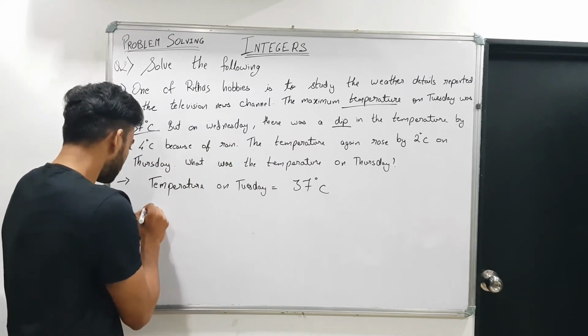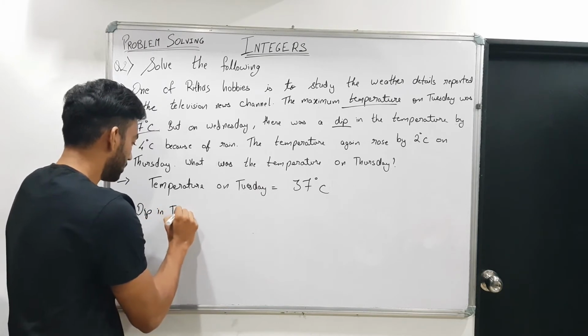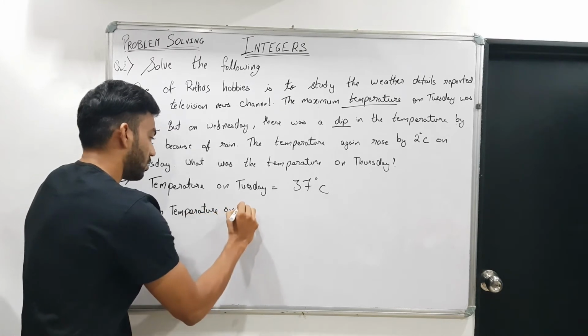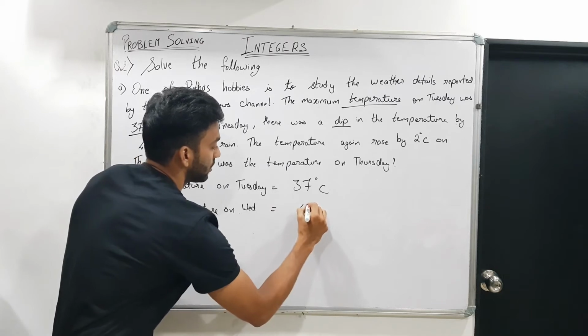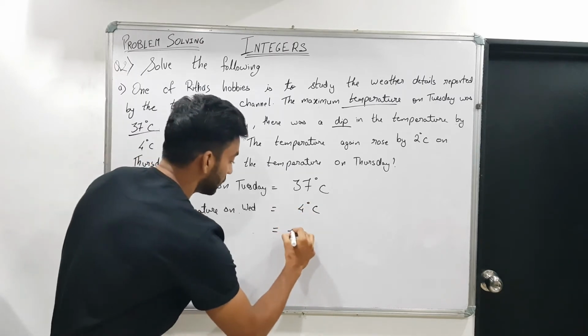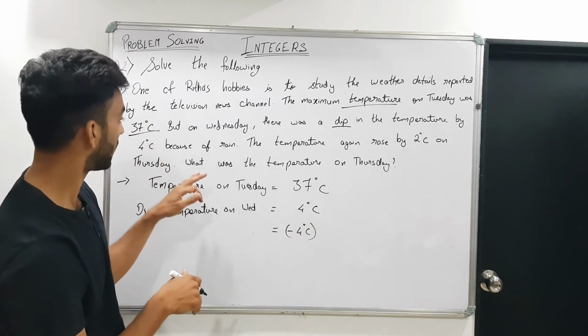So dip in the temperature on Wednesday is 4 degrees Celsius. There is a dip means its effect is negative. So minus 4 degree हुआ है, गया है. It has gone down by 4 degrees.